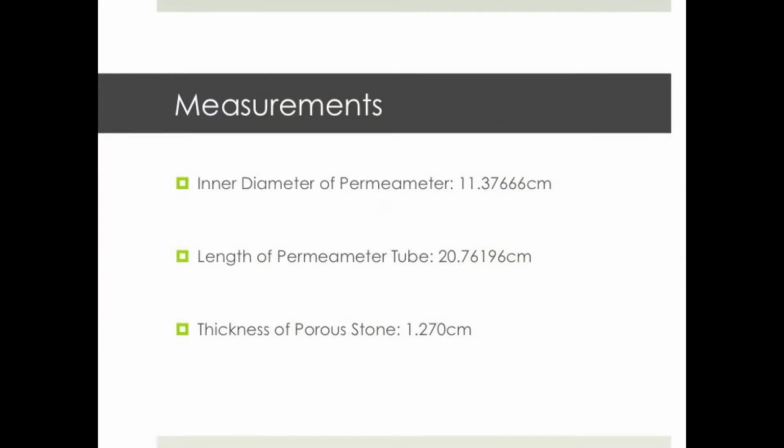The inner diameter of the tube was measured to be 11.376 centimeters. The total length of the tube was measured to be 20.762 centimeters. The average thickness of the porous stones is 1.27 centimeters. Therefore, if molded correctly, our sample length will be 20.762 centimeters minus 2 times 1.27 centimeters, totaling 18.223 centimeters for our sample length.